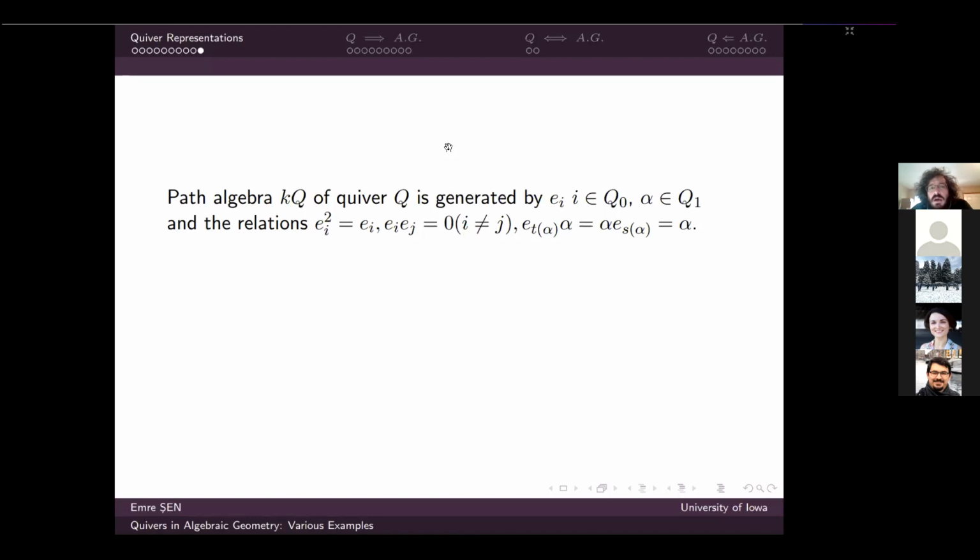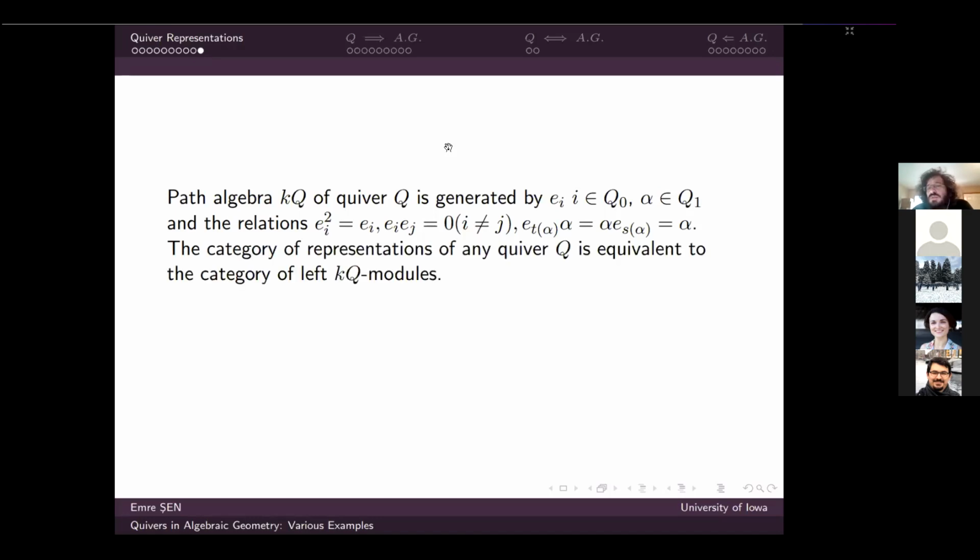And composition of these maps with these idempotents simply returns itself. Okay. And why do we care about path algebras? It turns out that representations of the quiver are equivalent to the left modules over this path algebra. Time to time it might be hard to understand from this quiver representation point of view which modules appear, what are the indecomposable modules. And instead of that, one can consider the path algebra of the quiver.